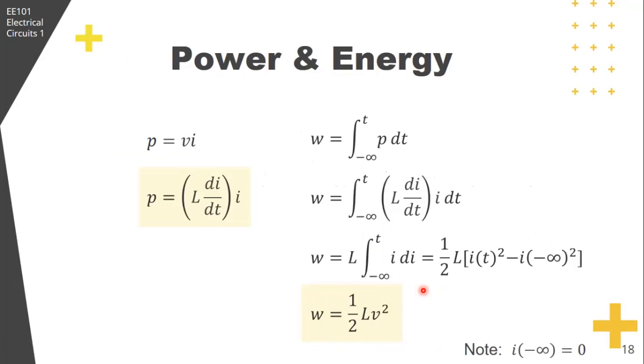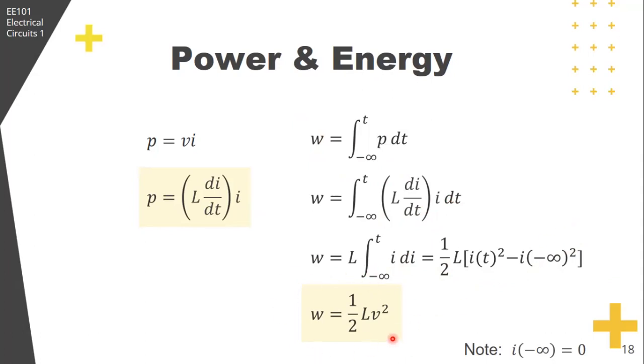Okay, so we note that I at negative infinity is 0. Same lang ra. P is equal to VI, and V of the inductor is L di/dt. So that's our power. After that, for the energy, we integrate the power. The dt cancels out, so eventually we'll have this one, and the limits 1 and 0.